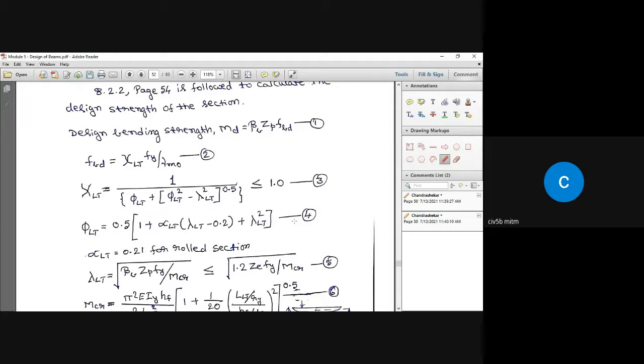But if you go down further, there is a formula to find MCR equal to pi square E I_y h_f divided by 2 L_LT square, then open the bracket. Within the bracket, there is something. Use that formula. That is easier than the formula given above. So on what basis are we using this?